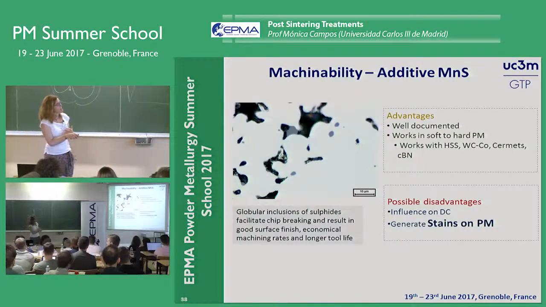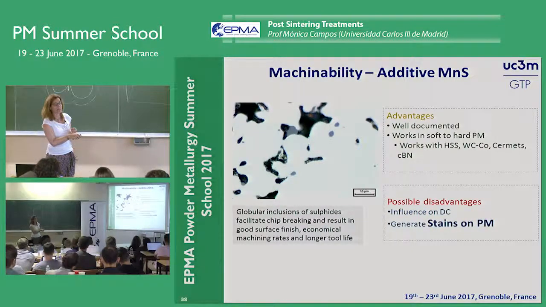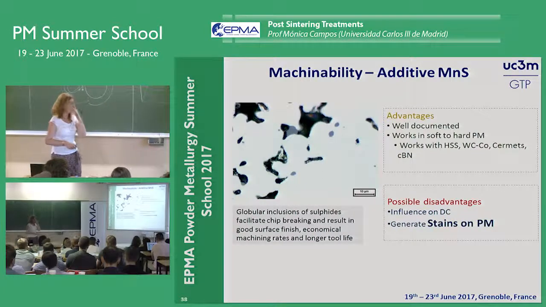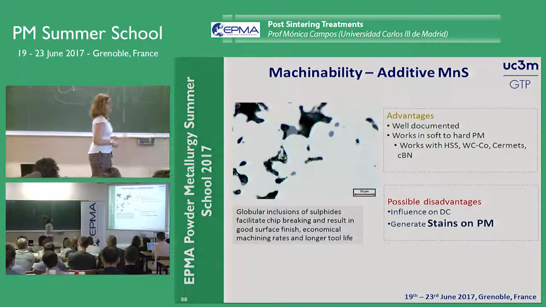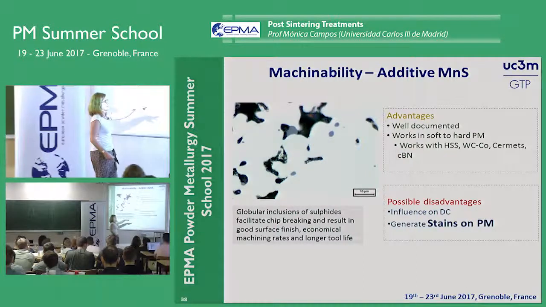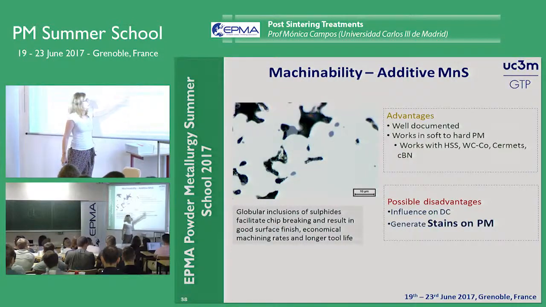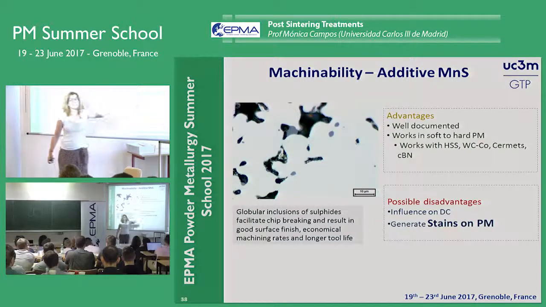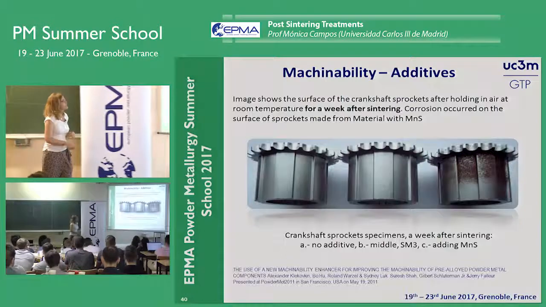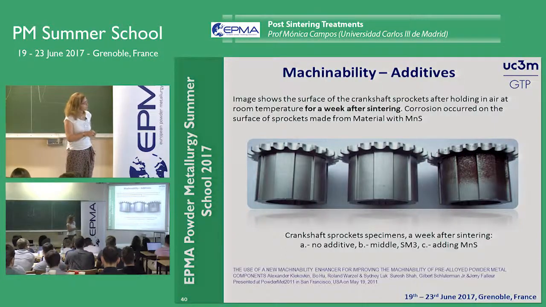It looks like it is placed in the middle of the pores or even in the middle of the microstructure. There is this gray spot that you can detect in the microstructure and etch it. What is the disadvantage? Of course, there is an influence on the dimensional changes, but one of the biggest disadvantages is the stain on the PM steel. Let me show you this one.